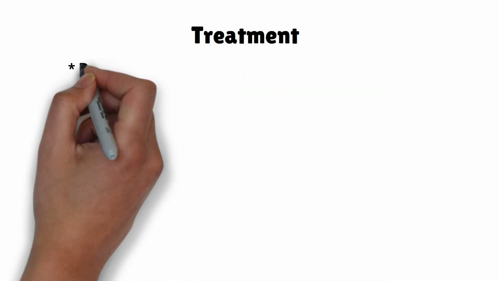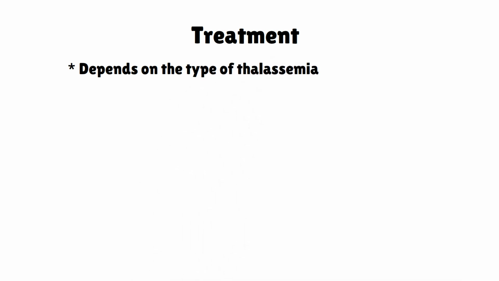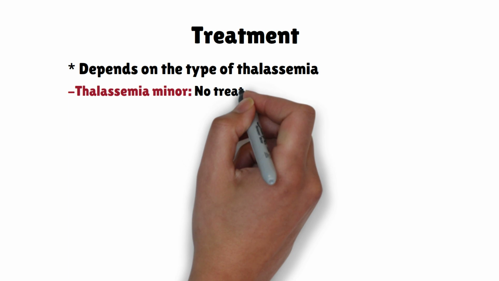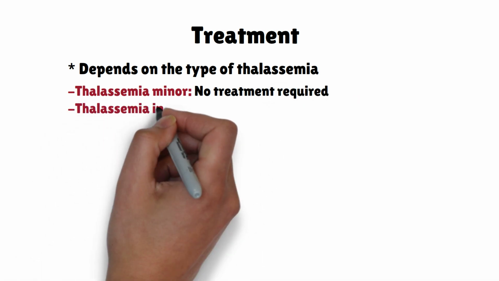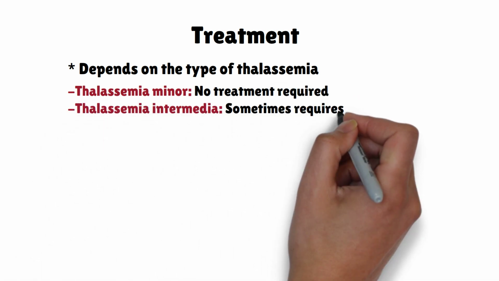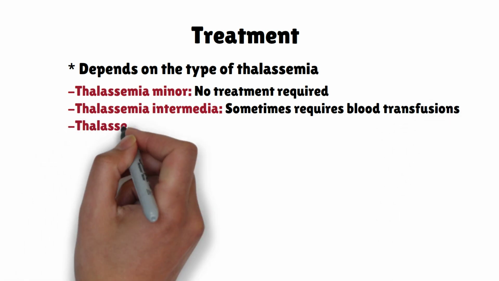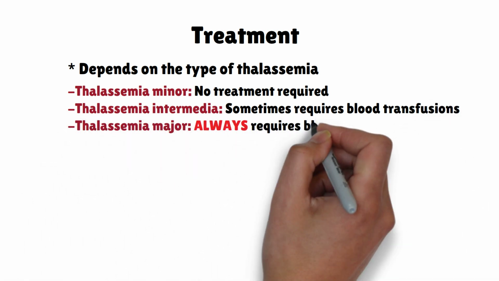The treatment of thalassemia depends on the type of thalassemia. Thalassemia minor generally requires no treatment. Thalassemia intermedia sometimes requires blood transfusions, while thalassemia major requires blood transfusions all the time.